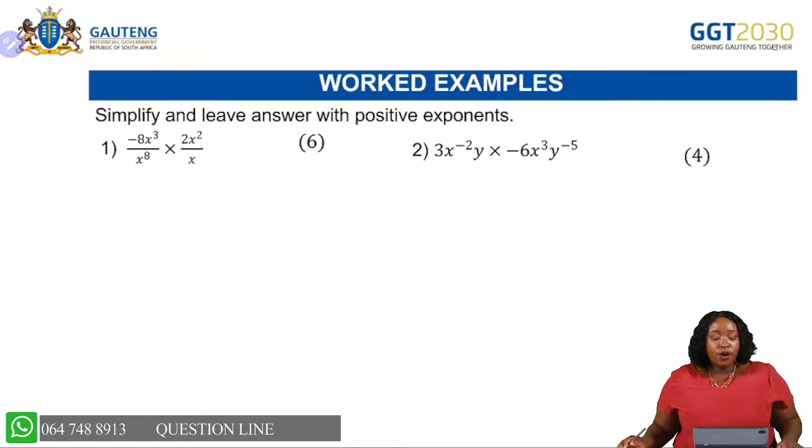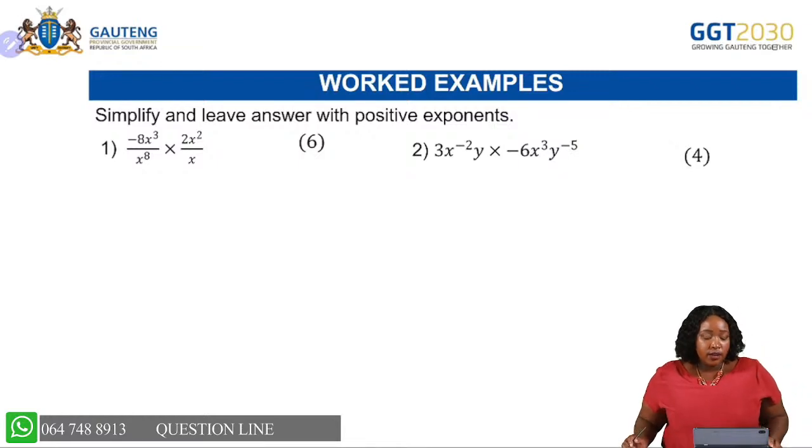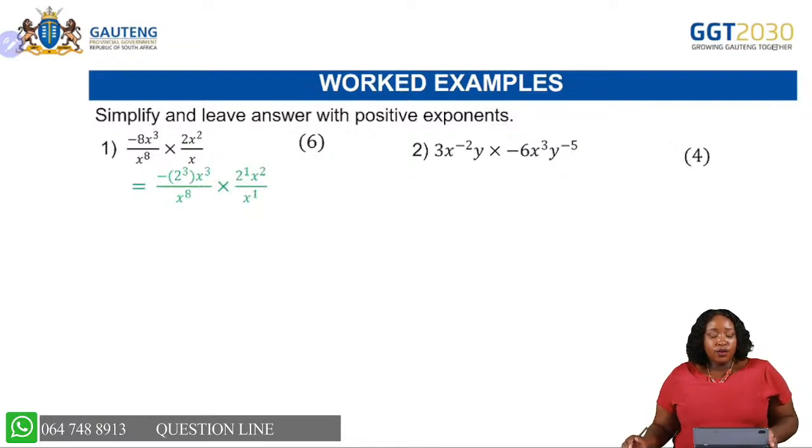All right, so we have a fraction, -8x cubed over x to the power of 8 times 2x squared over x, right? So what we want to do here is to first convert the 8 to its prime base. So we use 2 cubed, okay? Simply because I can see that on the right hand side, the other fraction is also to the power of 2. So I want my bases to be the same when I apply this law, okay?